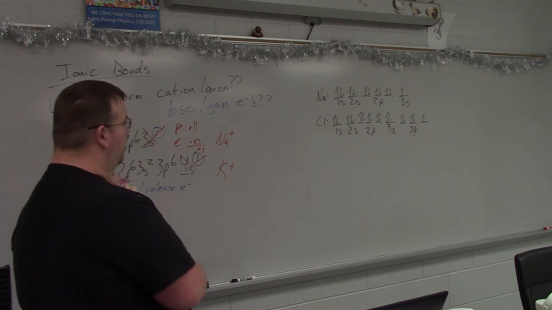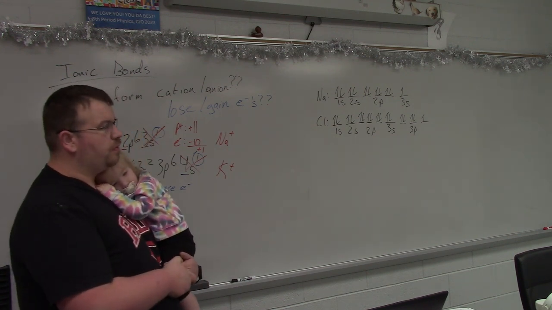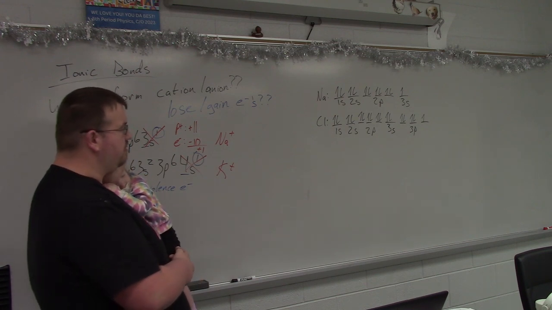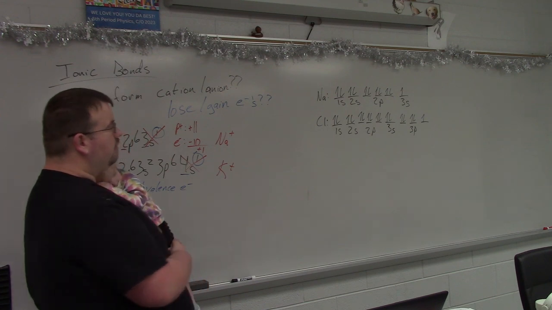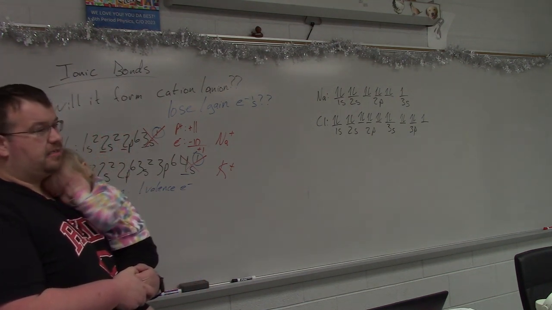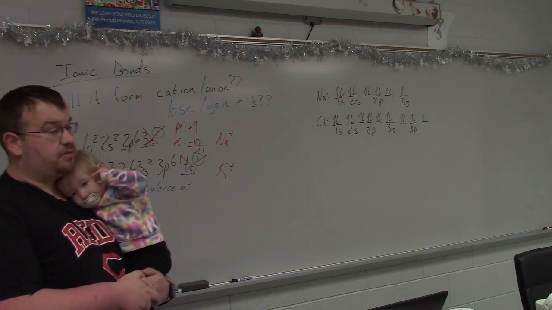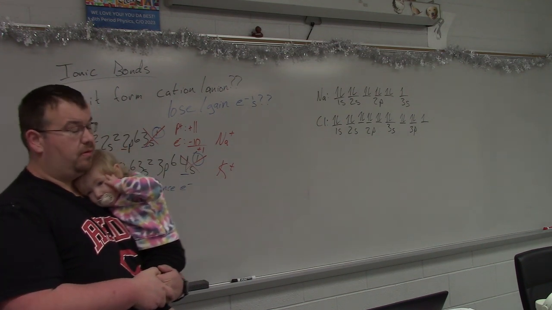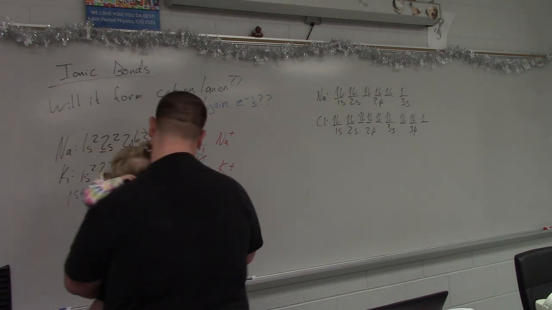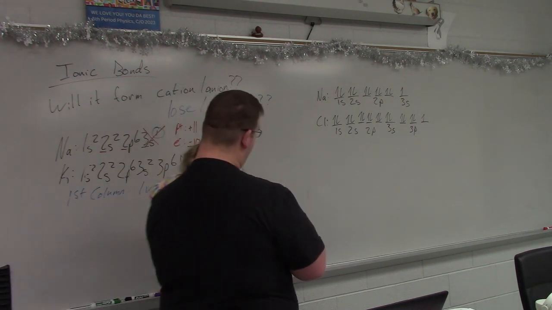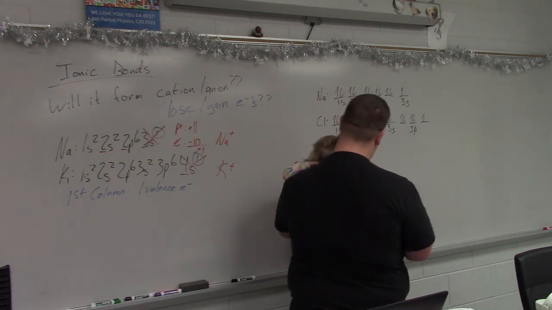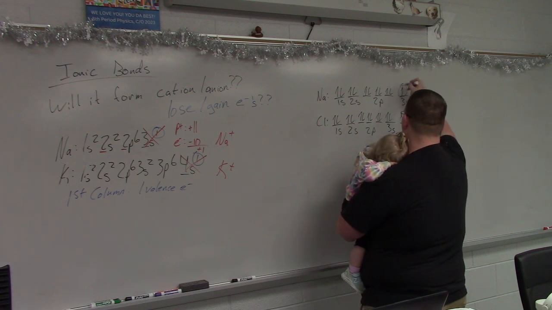All right. So, up here, what I've gave you is the orbital notation for sodium and the orbital notation for chlorine. Both of them are in the third energy level. It's the highest level they got. How many valence electrons does sodium have? One. So find the one up here. Here's the one, right?